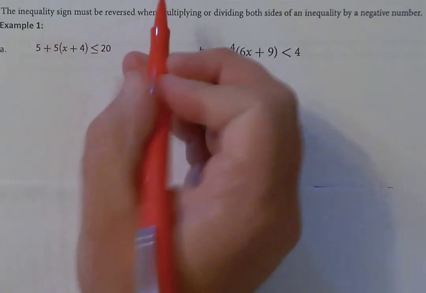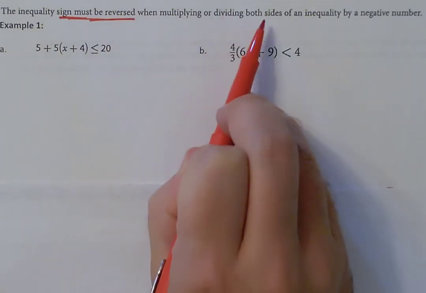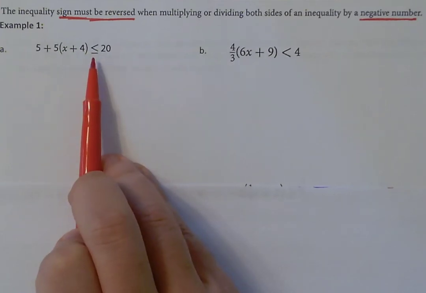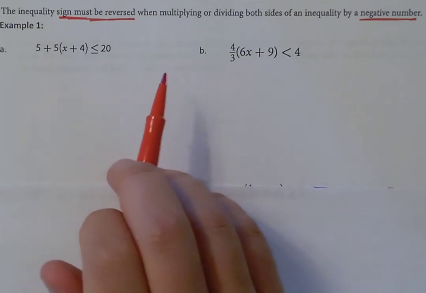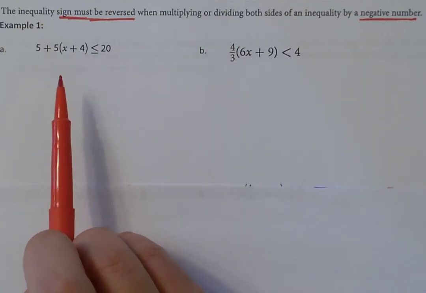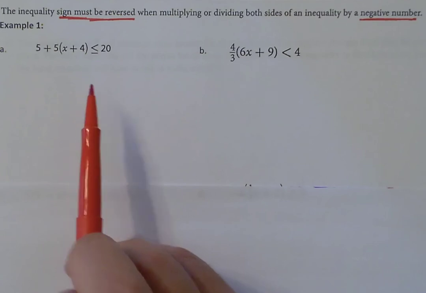Now, before we get through and solve, something I want to highlight. The inequality must be reversed, so the sign must be reversed, when you multiply or divide both sides of the inequality by a negative number. So whenever you multiply or divide a negative number to both sides of the inequality, you have to reverse or flip the sign. If it's less than or equal to, it then needs to become greater than or equal to. If it's less than, it becomes greater than, and so on. So whenever you multiply or divide to both sides, not by distributing, not your end result, it's when you multiply to both sides that you flip.